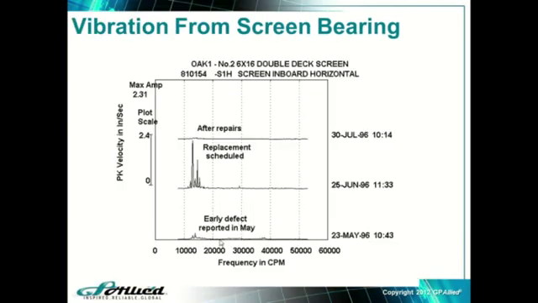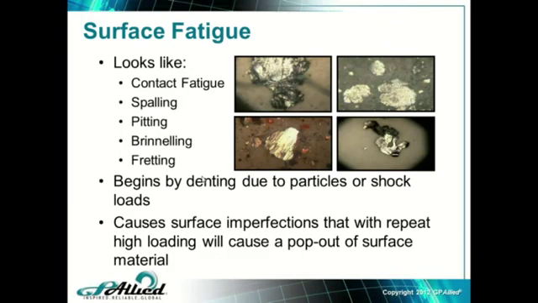There's the vibration data for it, by the way. May of 1996, it's there. June, it's significantly worse. Replace the bearing and it's gone. Right? If you're wondering what they look like, this is what they look like. So contact fatigue, spalling, pitting, brinelling, fretting, it goes by different names, but it's all wide, thin pieces of metal that have popped out of the inner and outer race.